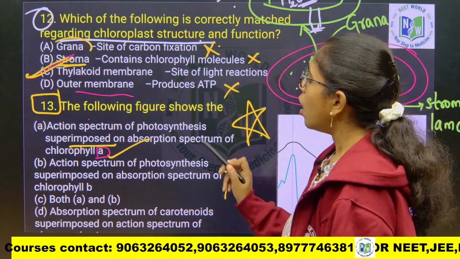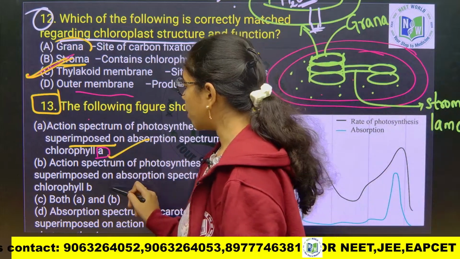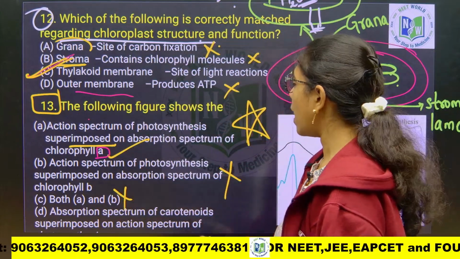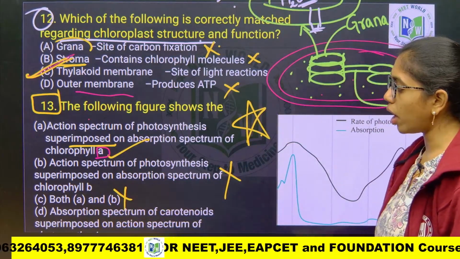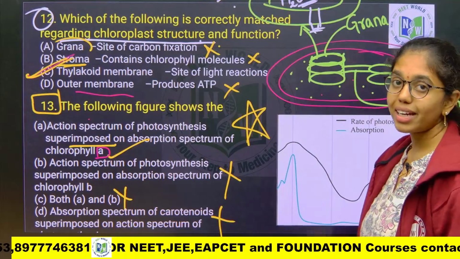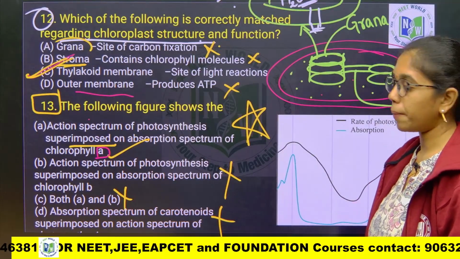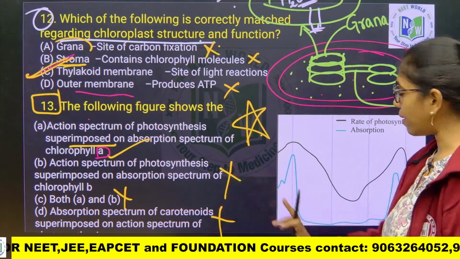This is wrong. Both A and B are wrong. It is only option A. And option D is also wrong, because in D he is saying absorption spectra of carotenoids. Wrong. It is absorption spectra of chlorophyll A. Clear right now, beta? This also you have understood, right?